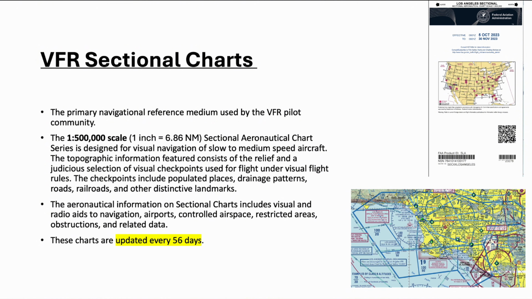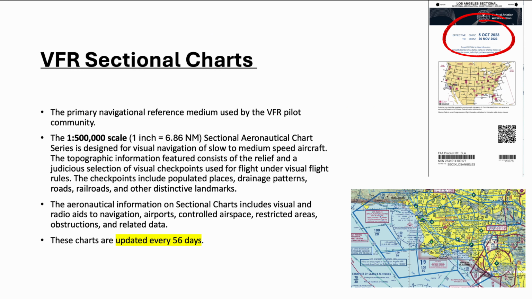So these charts are designed to show topography. So it's going to show different elevations, mountain ranges, terrain. It's also going to show other things like checkpoints, which can include freeways, roads, railroads, any distinctive landmarks, as well as airspace.